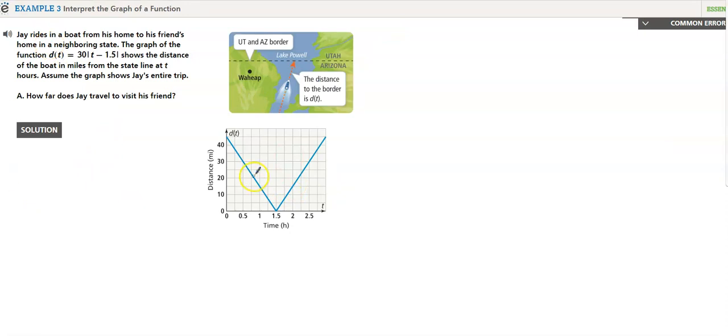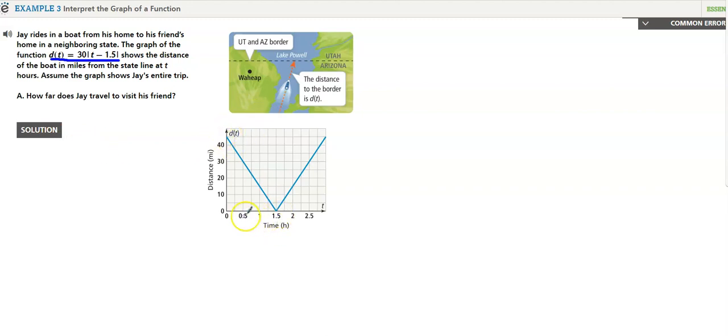In these next few examples, we are interpreting what's going on in these word problems and why we have functions like this. In this first one, Jay rides a boat from his home to his friend's home in a neighboring state. The graph of the function d(t) is equal to 30 times the absolute value of t minus 1.5 and shows the distance of the boat in miles from the state line at t hours. Assuming the graph shows his entire trip, we're going to answer some questions.